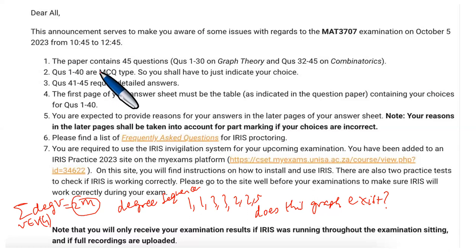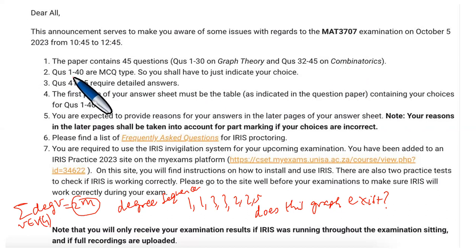Right. The paper contains 45 questions. Questions 1 to 30 on graph theory, and questions 32 to 45 on combinatorics. So you can see that graph theory is going to have the most questions, 1 to 30, and combinatorics is going to have fewer questions, 32 to 45. So just about 13 questions on combinatorics.